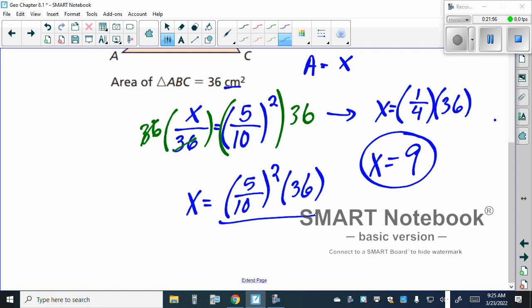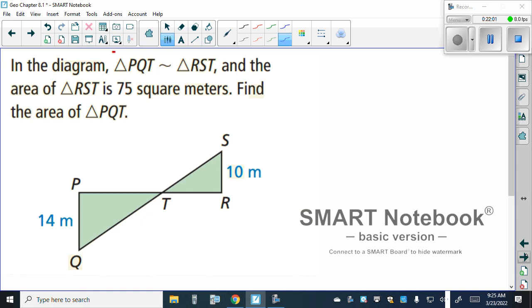Any questions on this here? This is the last one we'll look at, and I think there's only 2 left on the notes. Now, they told us that the area of RST is 75 square meters. We want to find the area of PQT.